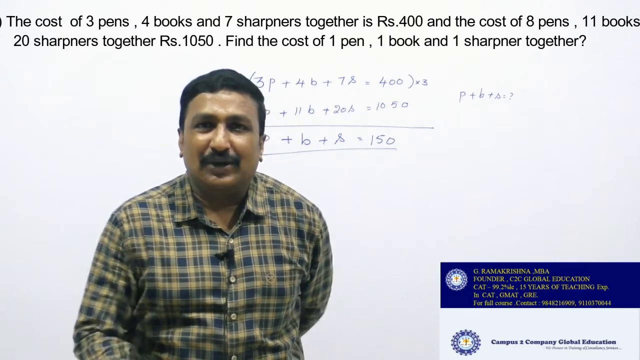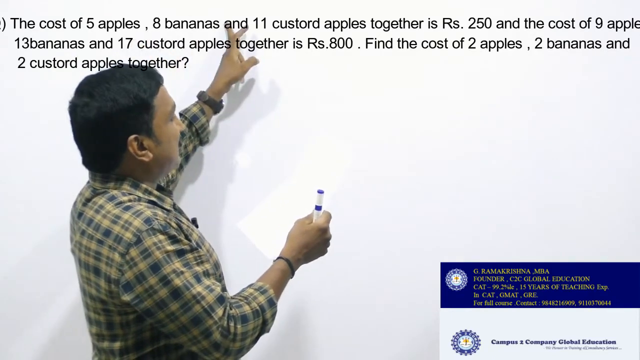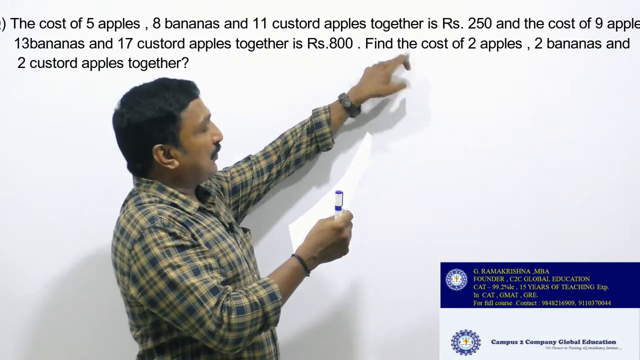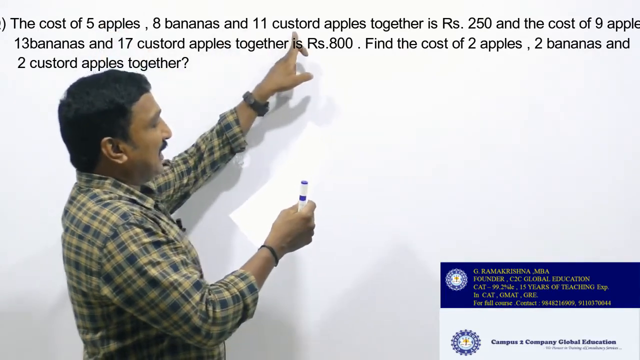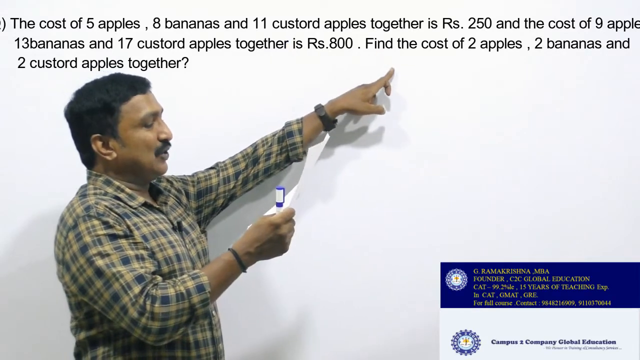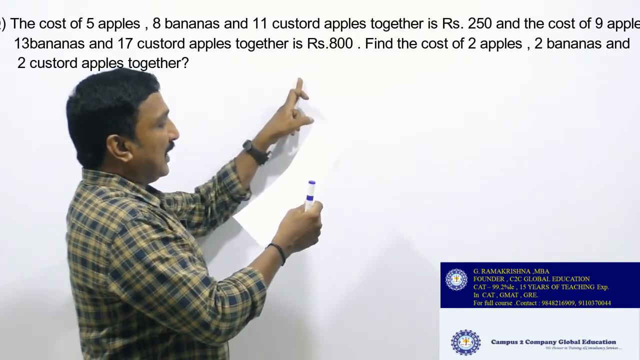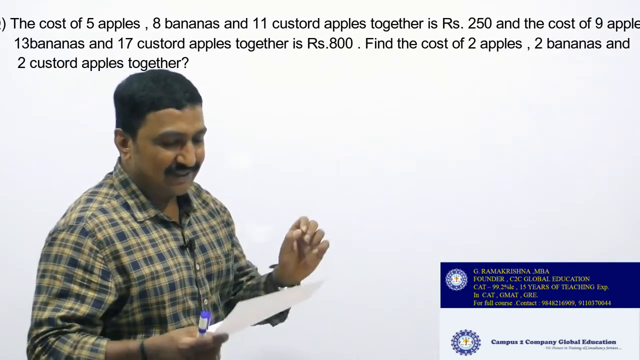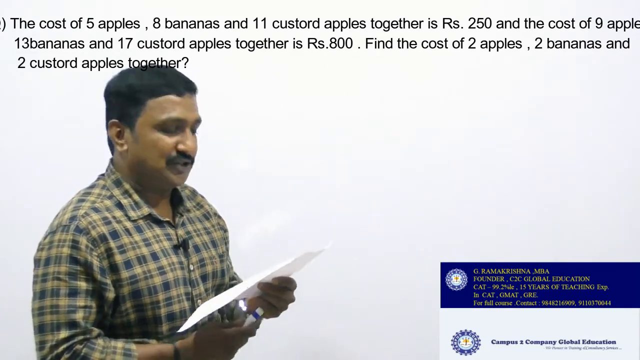Right? So we'll discuss one more problem, friends. The next question is, the cost of 5 apples, 8 bananas, 11 custard apples together is 250 rupees. And the cost of 9 apples, 13 bananas and 17 custard apples together is 800 rupees. Find the cost of 2 apples, 2 bananas, 2 custard apples together. This is one of the important questions. There is some important logic here, friends. So we have to identify the logic.